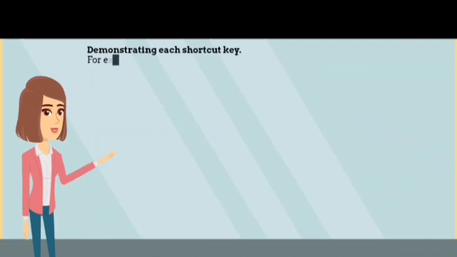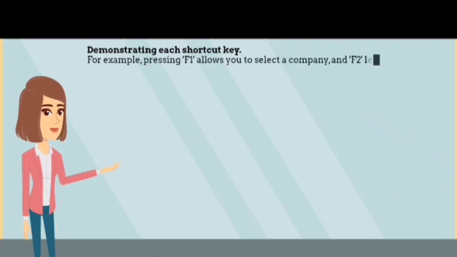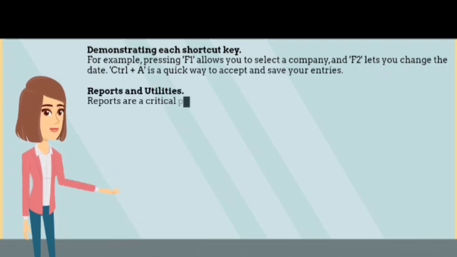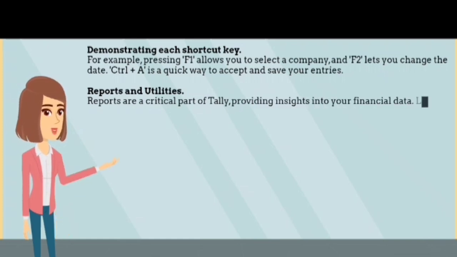Demonstrating each shortcut key. For example, pressing F1 allows you to select a company, and F2 lets you change the date. Control plus A is a quick way to accept and save your entries. Reports and utilities. Reports are a critical part of Tally, providing insights into your financial data. Let's explore how to generate and navigate reports.